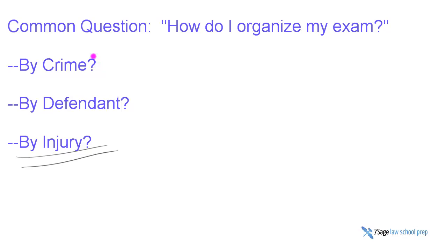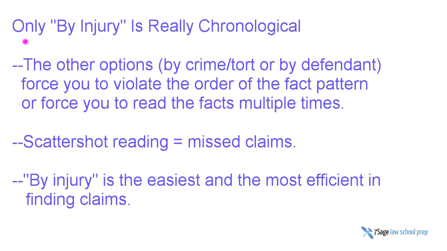Now you notice that I say by crime here, but this also applies to torts, which is very similar to criminal law. It's simply, I think, the civil analog for criminal liability to a great extent. So really only by injury is actually chronological. The other options, and I'll give you an example of this in a minute, kind of force you to violate the order of the fact pattern and force you to have to read the facts multiple times. You have to jump around to organize by crime or by defendant.